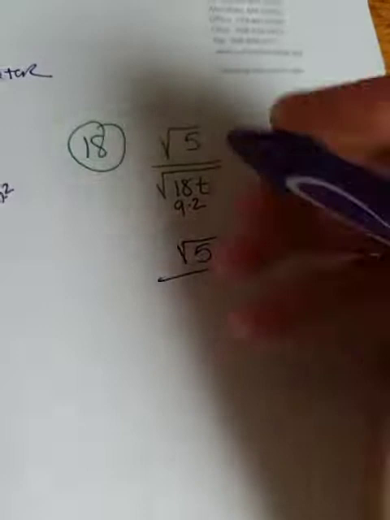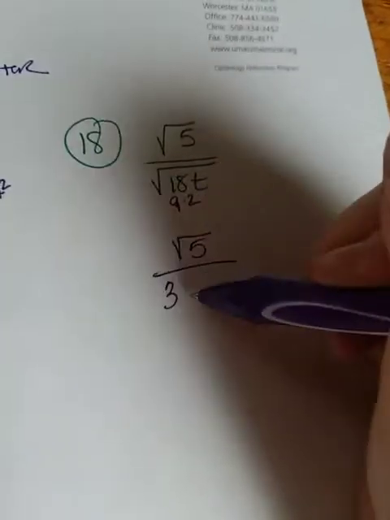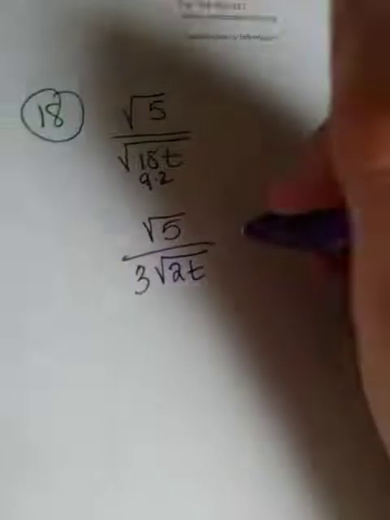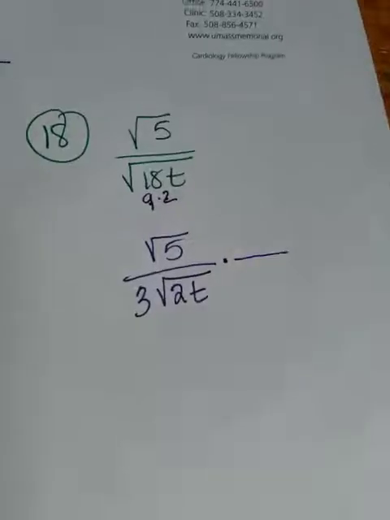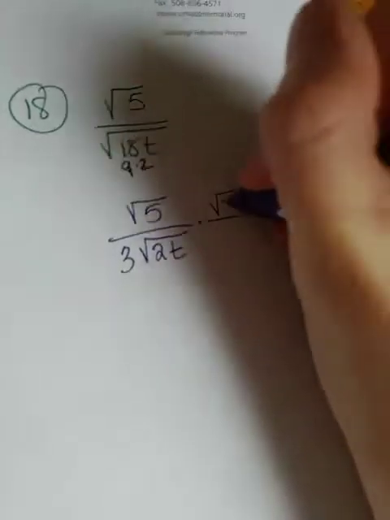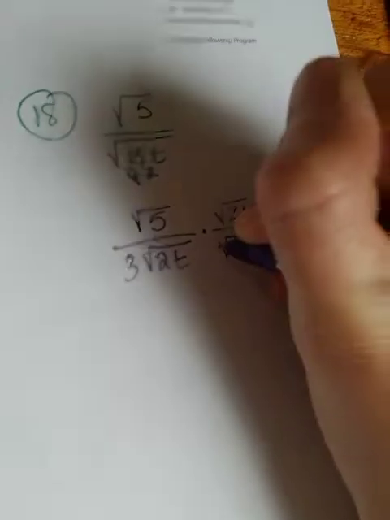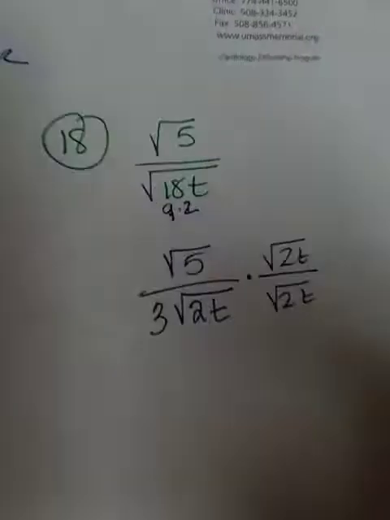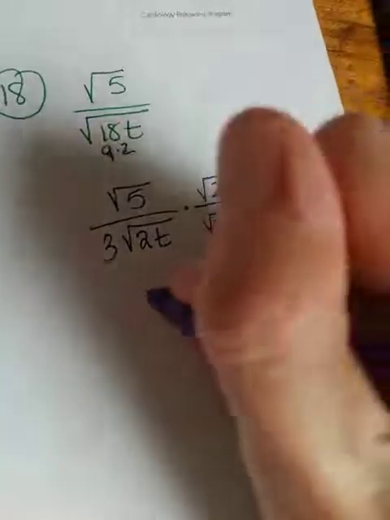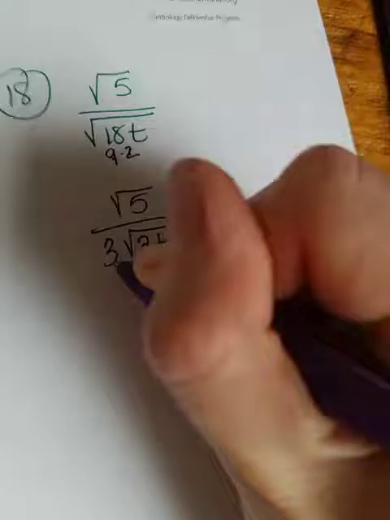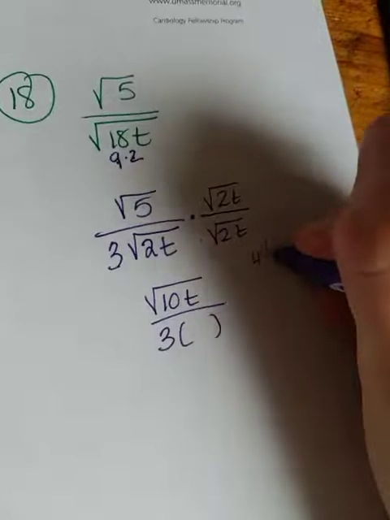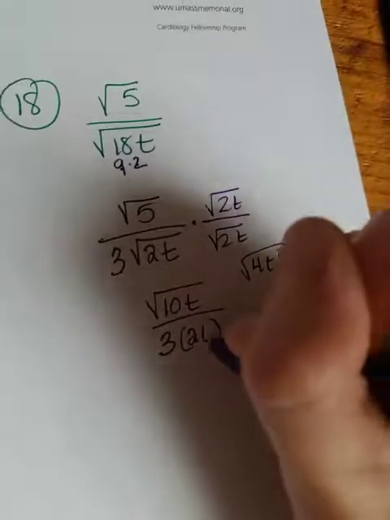So I have root 5 divided by square root of 9, which is 3. I cannot take the square root of 2, and I cannot take the square root of t. So this would be great, but we can't have square roots in the denominator. So I need to multiply by the square root in the denominator, which is root 2t. You can throw a 3 in here, but that's going to make your life more difficult later. So you only need to multiply by the radical that we don't want. So root 5 times root 2t is root 10t. 3 times technically a 1 is 3. Root 2t times root 2t is root 4t squared, remember, but that's just 2t.